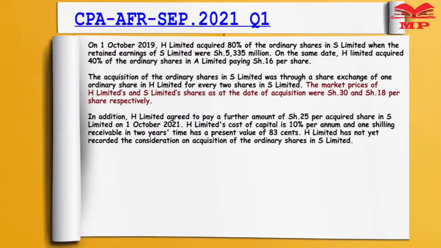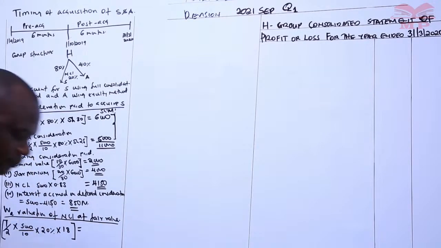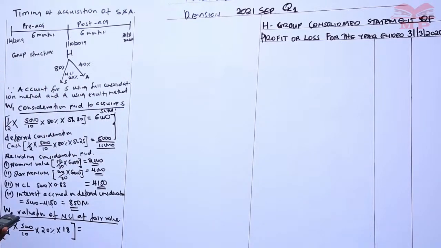The market prices of H and S shares at the date of acquisition were 30 and 18. Okay, so we should be using 18, not 25. So 5 divided by 10 times 0.2 times 18, giving us 1,800. We are not supposed to use 1 over 2 because this is not an acquisition. We are valuing the NCI. So we get 1,800 million.